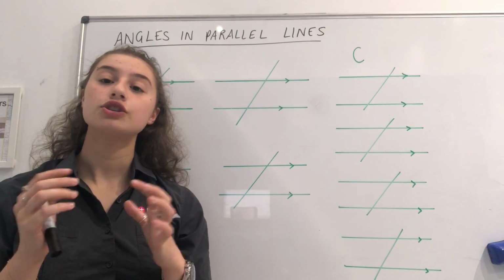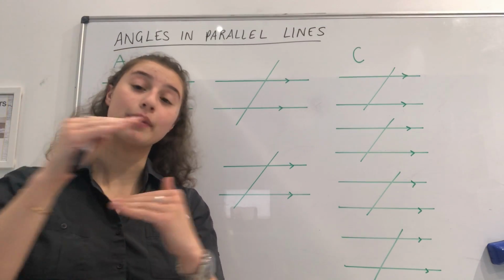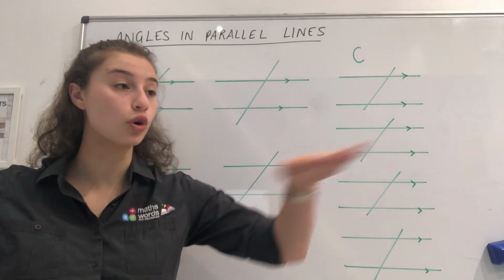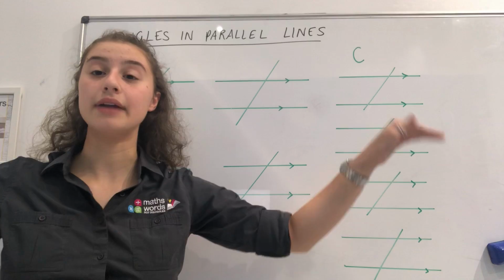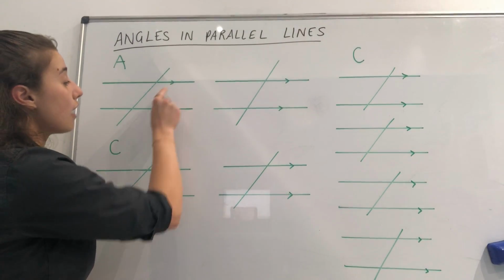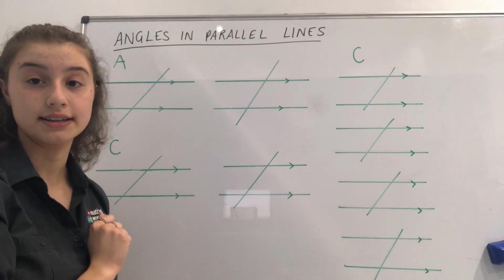Parallel lines are 2 lines that are perfectly spaced apart to a point where they will actually never touch. That's how perfectly spaced they are. If we were to draw them infinitely long, they would absolutely never touch. In maths, we use these little arrows to denote parallel lines to show that they're going to go on infinitely and they're never going to touch.